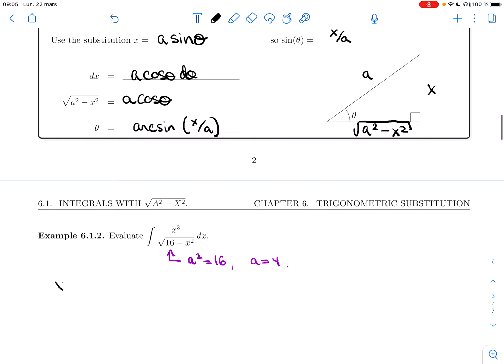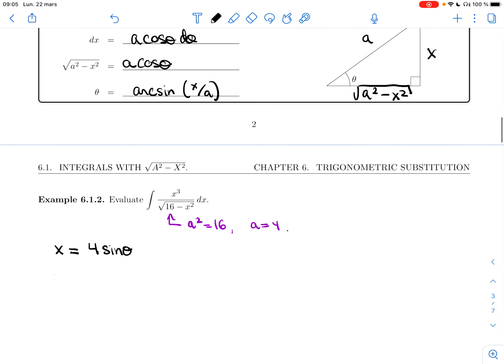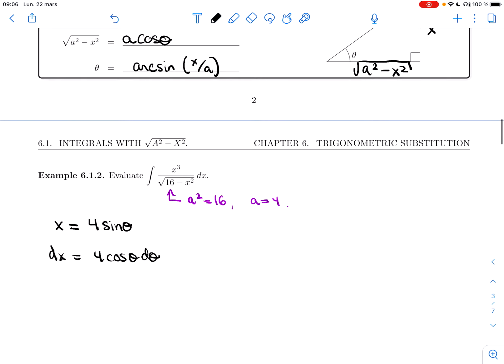So I'm told to take x equals a sine theta, so 4 sine theta. That means dx will be 4 cos theta d theta. Here you can learn it by heart, but really it's just differentiating the one above. You know how to do this. And then the square root. The first time we did this in chapter 5, we actually used a trig identity to get it, but now we can use the method, or in fact the triangle.